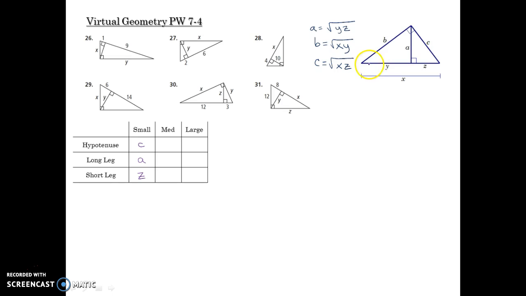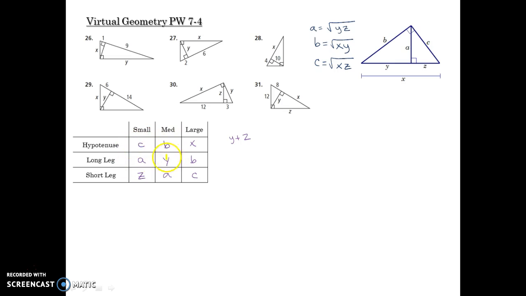In the medium right triangle, the hypotenuse is B, the long leg is Y, and the short leg is A. And then in the large right triangle, the hypotenuse is X, which you could also write as Y plus Z if you wanted to, because they're the same thing. The long leg is B, and the short leg is C.